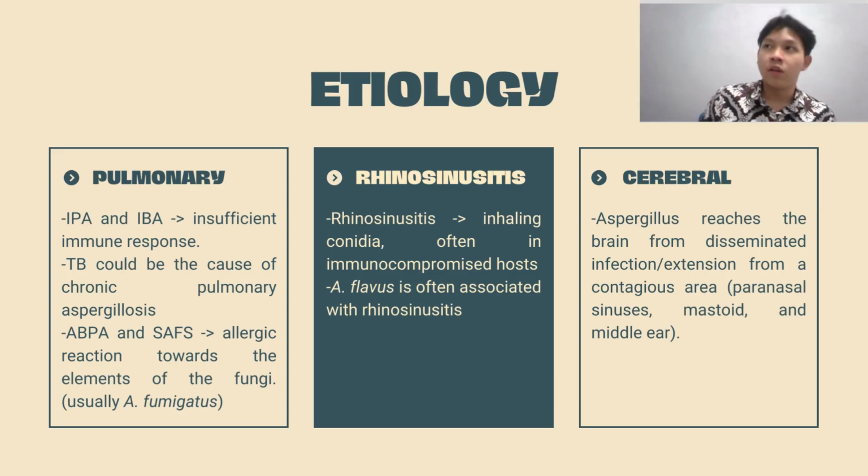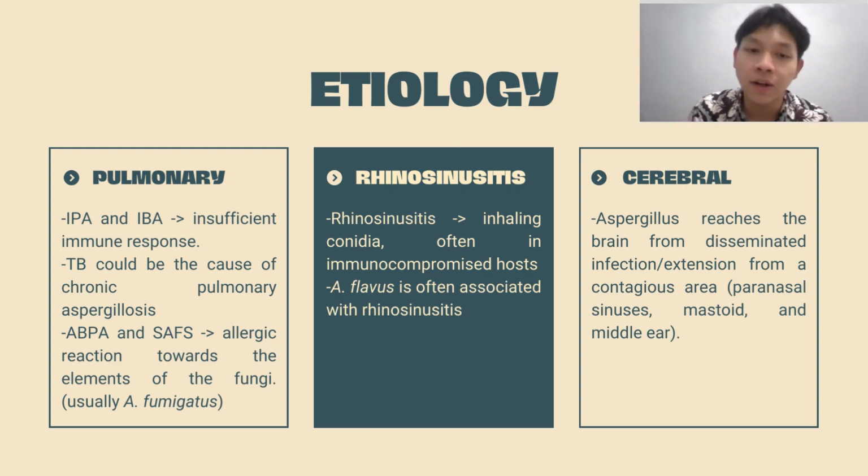Let's talk about the etiology of aspergillosis. So it has different routes of entry. Depending on the routes of entry, it could cause different clinical syndromes, right? Let's talk about the most common route of entry for aspergillosis. That being said, it is via the breathing or respiratory tract. So firstly, let's discuss pulmonary aspergillosis. Inhalation of Aspergillus conidia can cause pulmonary aspergillosis.